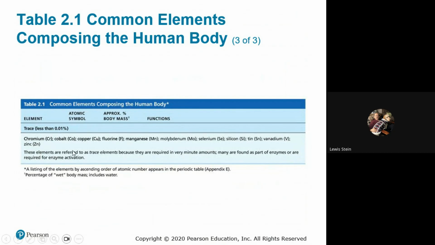And then all of these, at least by this textbook, we need little bits of these, and most of them work to make the things that make our bodies go, which are called enzymes. They're the ones that make it easier for reactions to occur, and most of the time they need a helper in the form of a trace element.